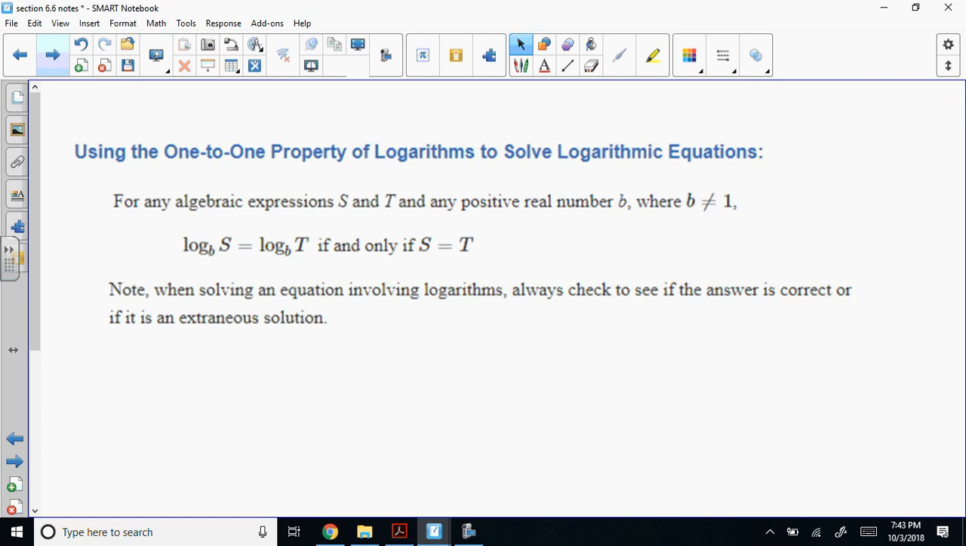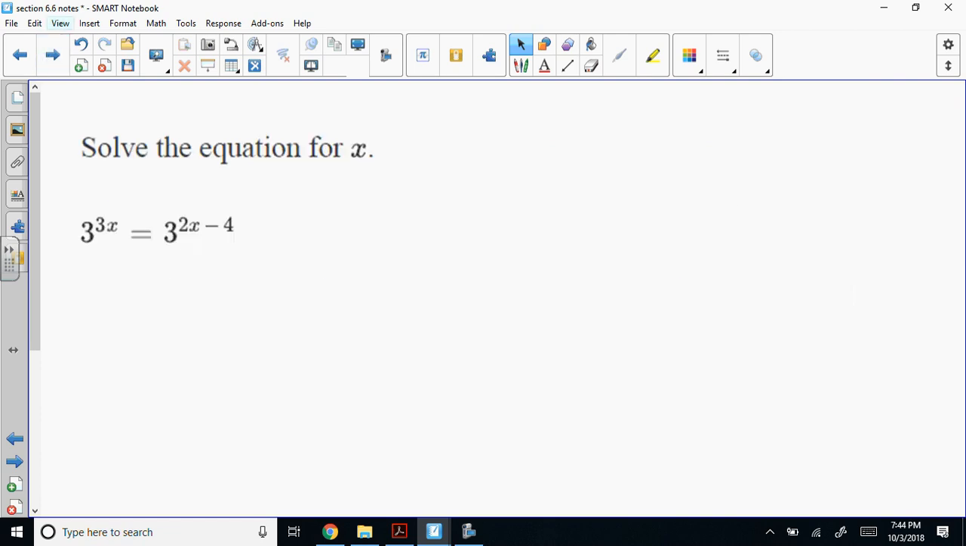Now, one other thing you need to make sure you understand. If you can't rewrite exponentials to be the same base, then you'll take the log of both sides. And we'll show you how to do that. That works 100% of the time. Getting the bases to be the same only works when you can get the bases to be the same, right? Rewriting powers. All right, so here we go.